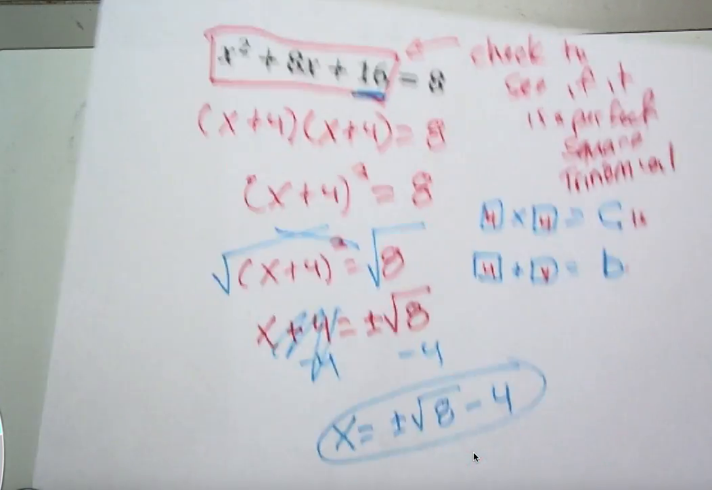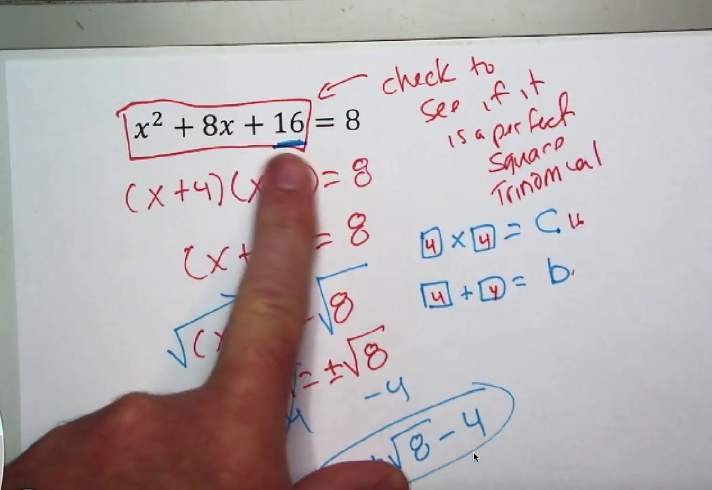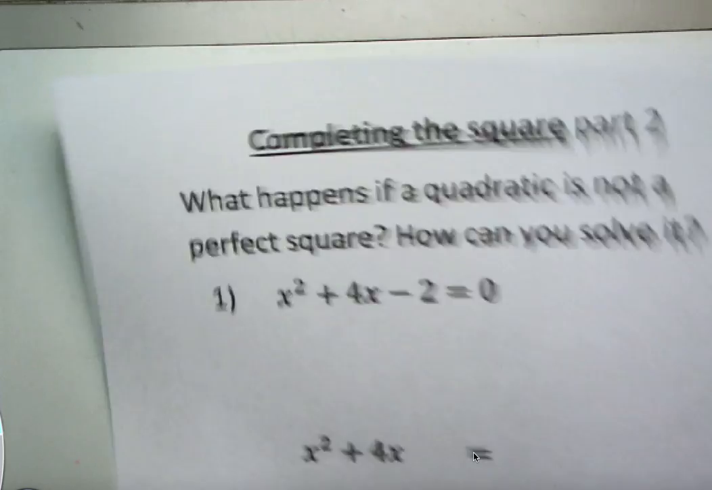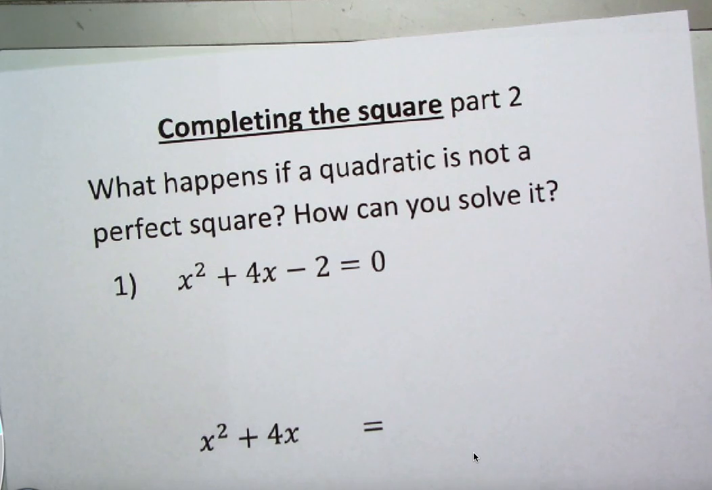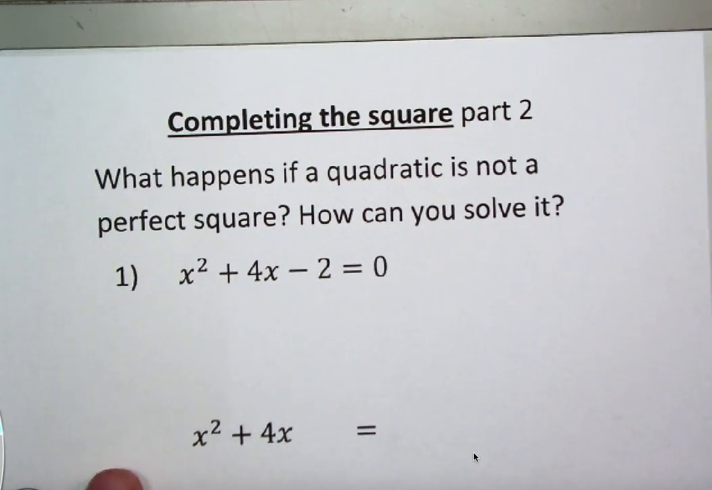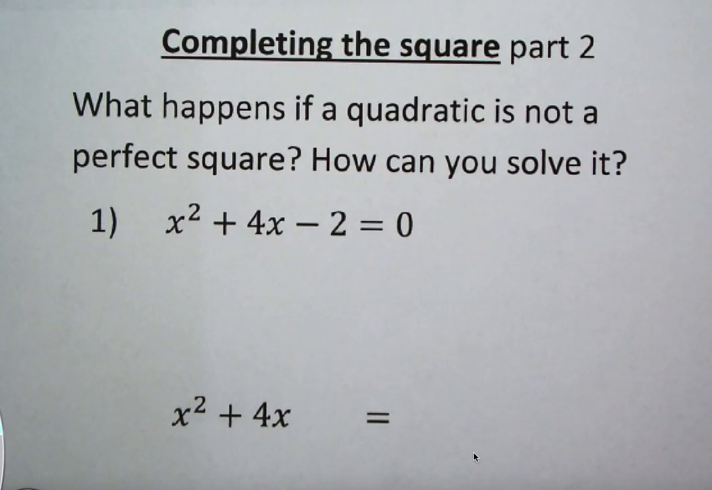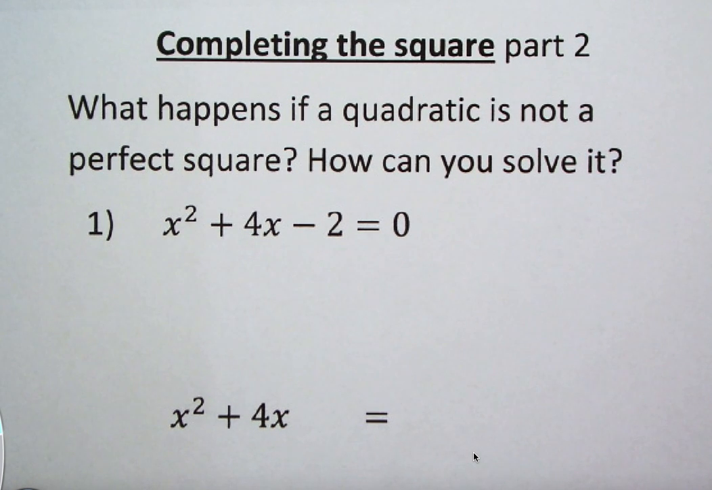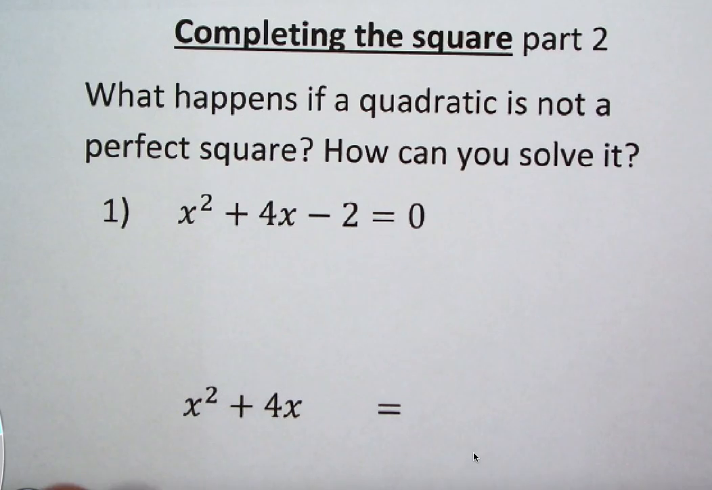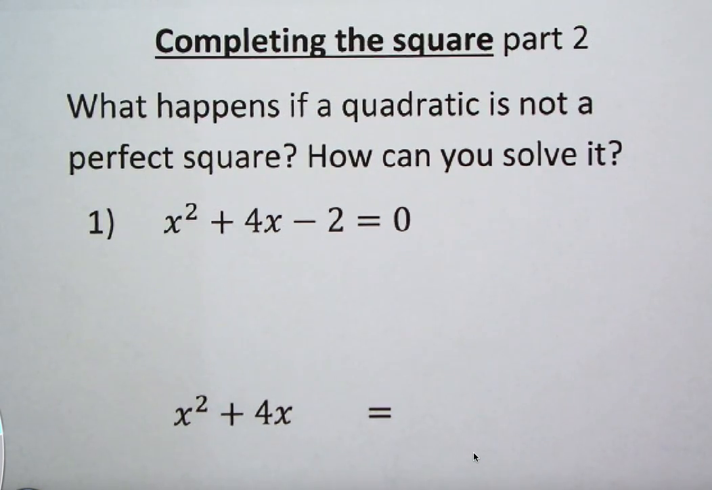So we weren't actually completing the square yet because this is already a perfect square. But that's going to be our idea here. So this is completing the square part 2. And we would spend a lot more time building our understanding of this, and I would never do this in 2 days, but we're going to do it. I would never do this in 1 day, but we're going to do it. Usually I stretch it out for a couple of days. So let's complete the square part 2.